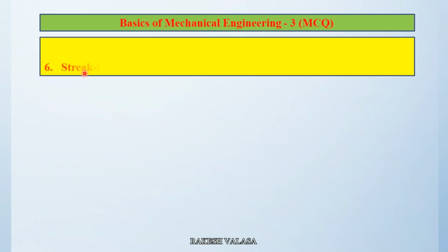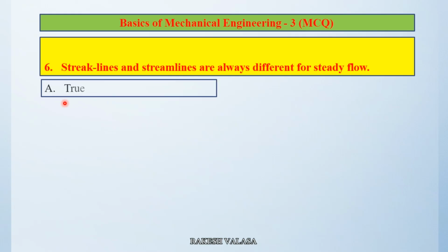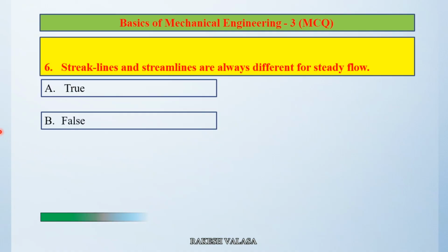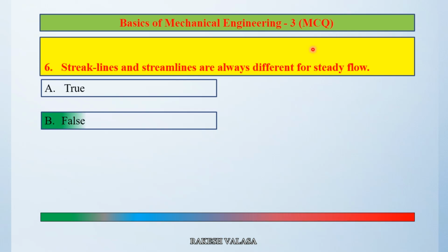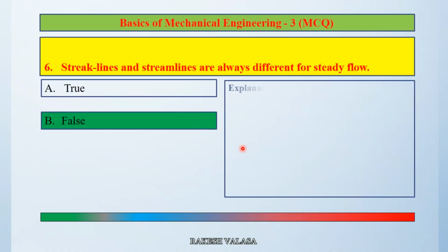Question number 6. Streak lines and streamlines are always different for steady flow. Option A true, option B false. The correct answer is option B false. Let us see the explanation.